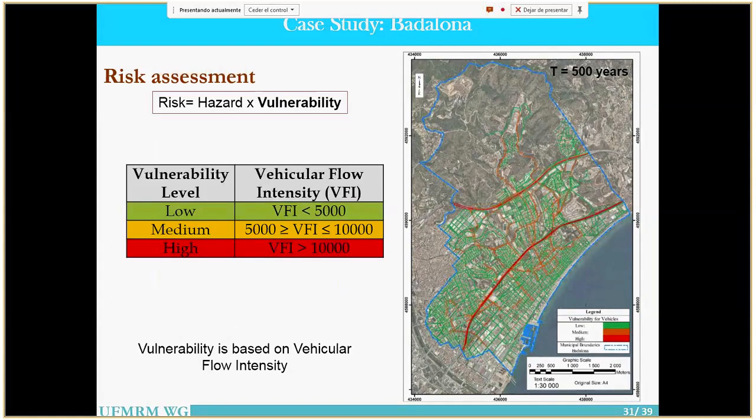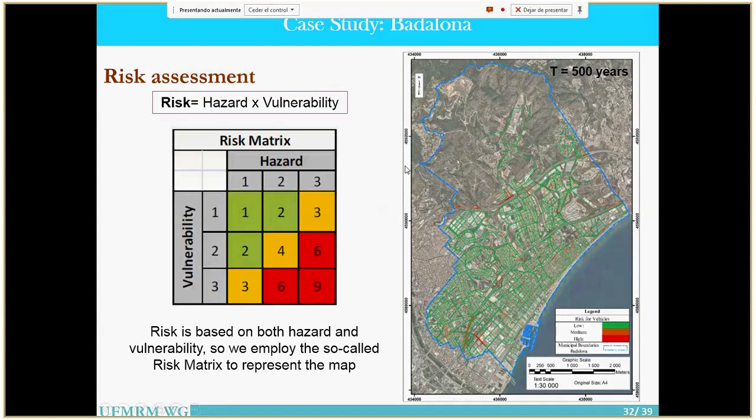Well, the vulnerability analysis was conducted based on the vehicular flow intensity. The higher the flow intensity, the more vulnerable the area. And in this map, you can see three levels, which are observed clearly depending on the vehicular flow intensity. Okay, so now we have the hazard analysis and the vulnerability analysis.